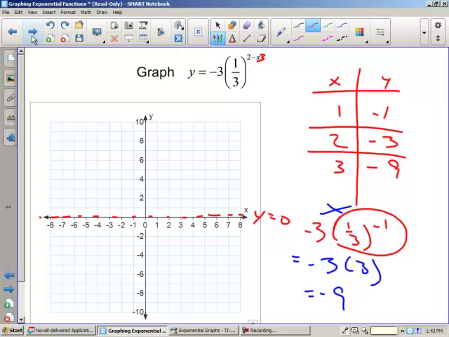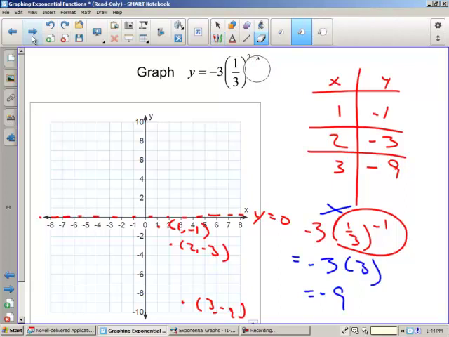Let me put that in. I've got 3, -9. I've got 2, -3. And I've got 1, -1. And I guess in this particular case, I'm going to have to find my y-intercept. Where am I crossing the y-axis? So I'm actually going to have to put in a 0 also. Okay. Let me erase a little bit of this.